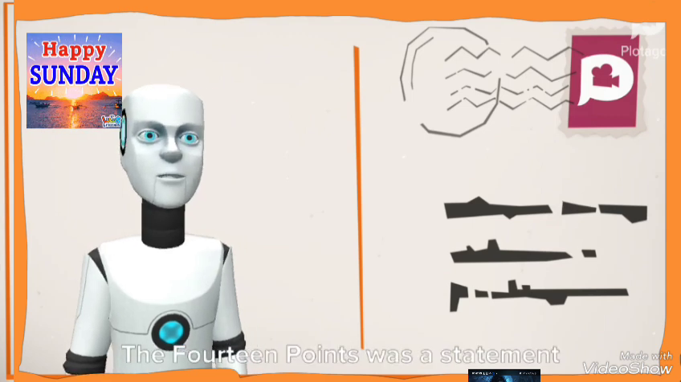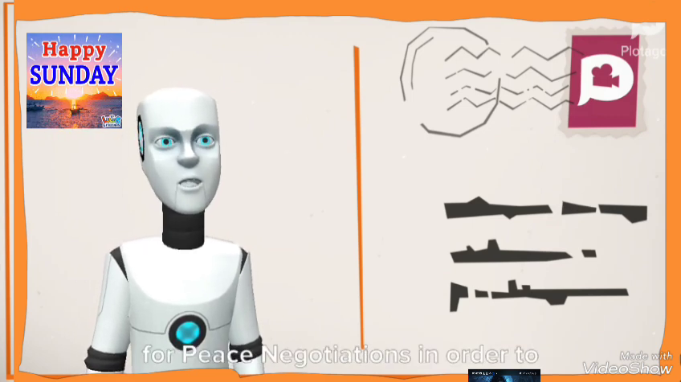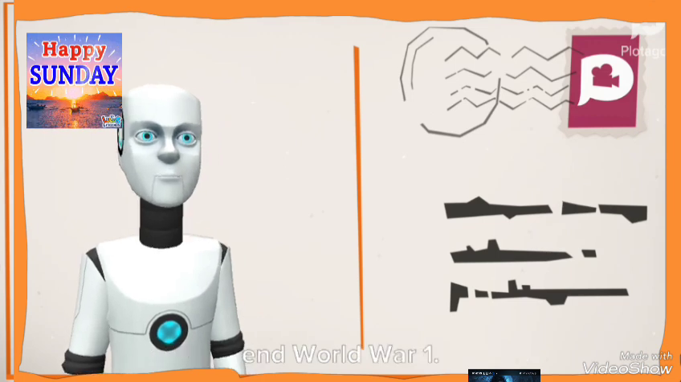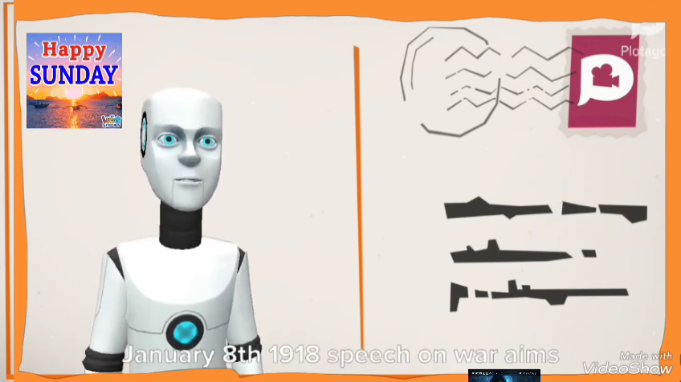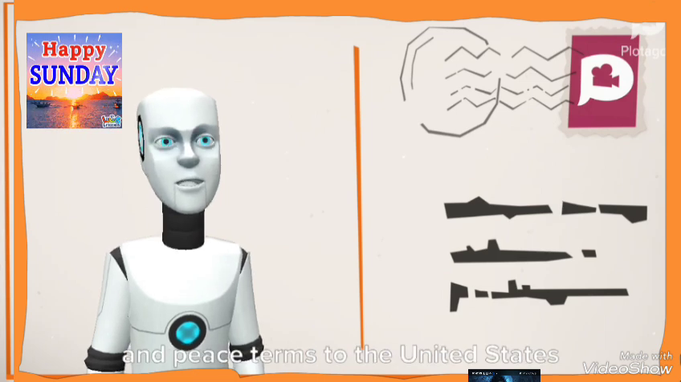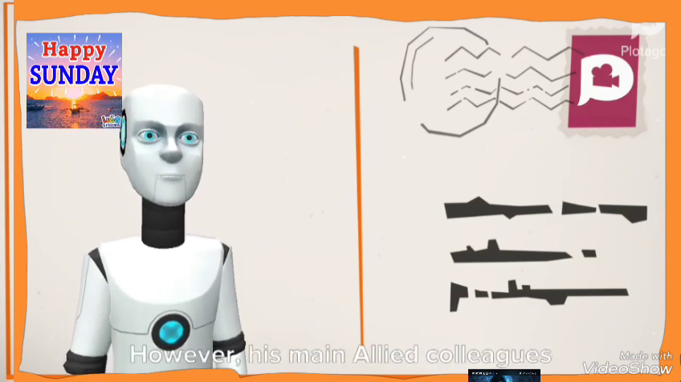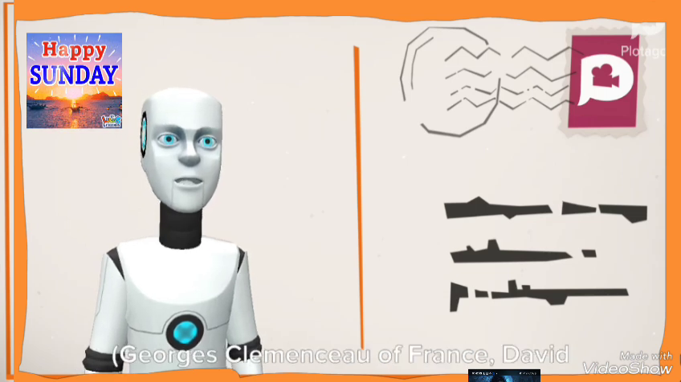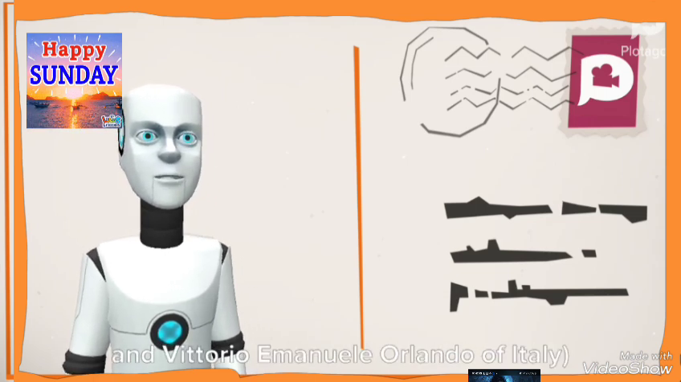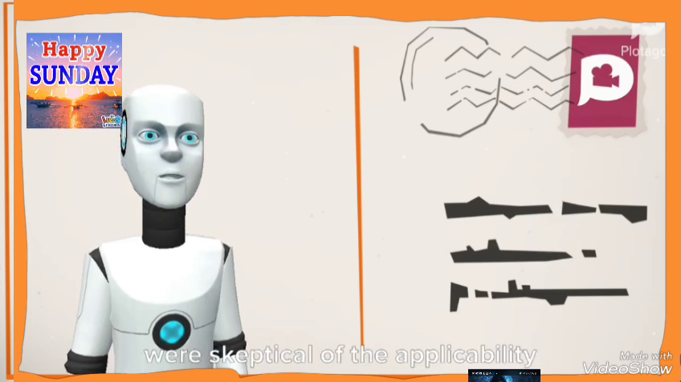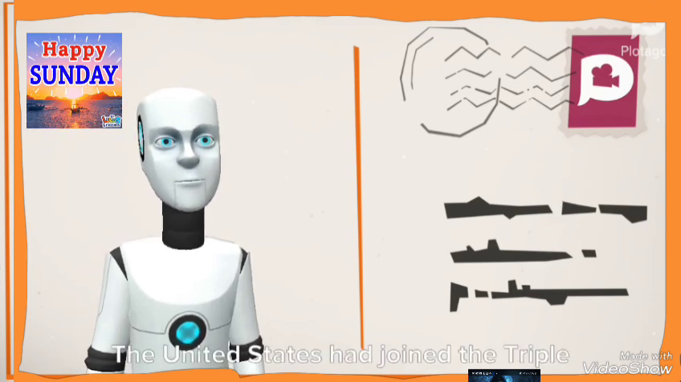The 14 points was a statement of principles for peace that was used for peace negotiations in order to end World War I. The principles were outlined in a January 8, 1918 speech on the war aims and peace terms to the United States Congress by President Woodrow Wilson. However, his main allied colleagues, George Clemenceau of France, David Lloyd George of the United Kingdom, and Vittorio Emanuele Orlando of Italy, were skeptical of the applicability of Wilsonian idealism.